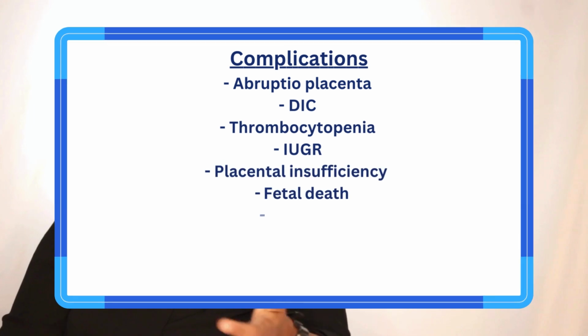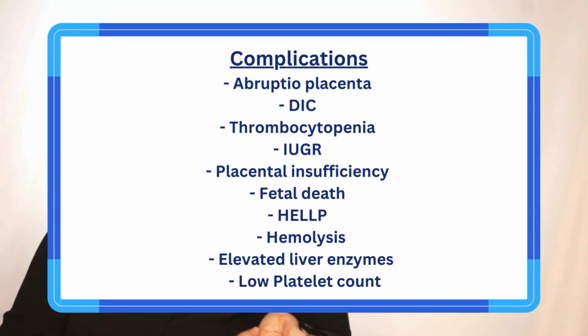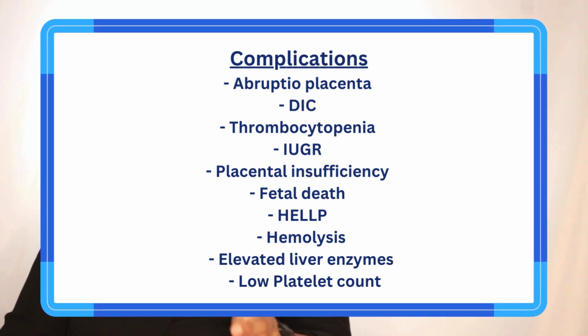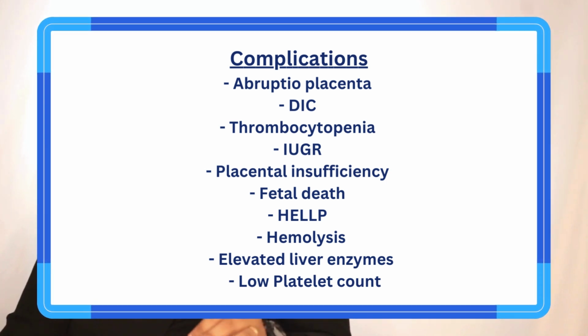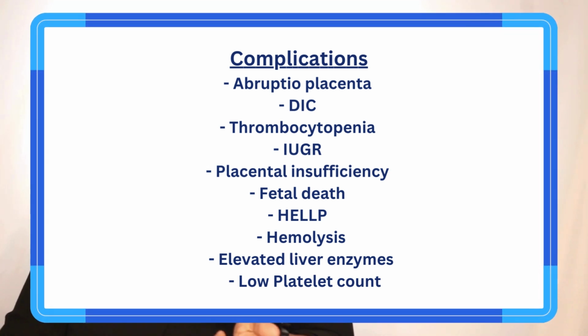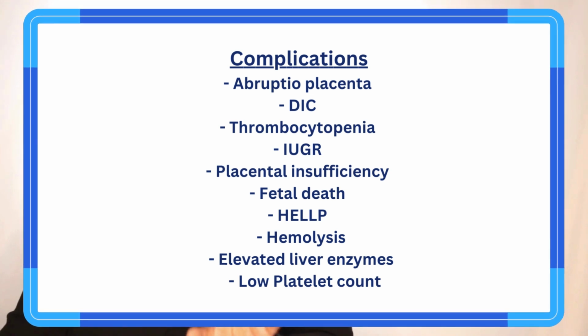A couple of other things that are very important with preeclampsia: we've talked about how to prevent, manage, and treat it, and it's very important we also know the potential complications so we can identify if any of them happen. The potential complications of untreated gestational hypertension would be abruptio placentae, DIC, disseminated intravascular coagulation, thrombocytopenia, intrauterine growth retardation, placental insufficiency, fetal death, and HELLP syndrome. HELLP syndrome is an acronym we use to refer to hemolysis, elevated liver enzymes, and low platelet count. Those are the complications that can happen with gestational hypertension.